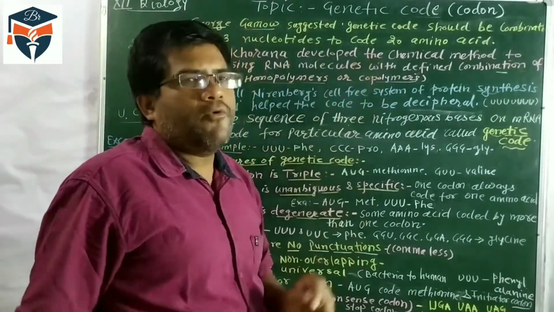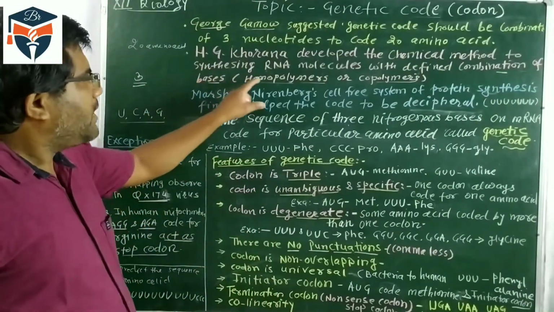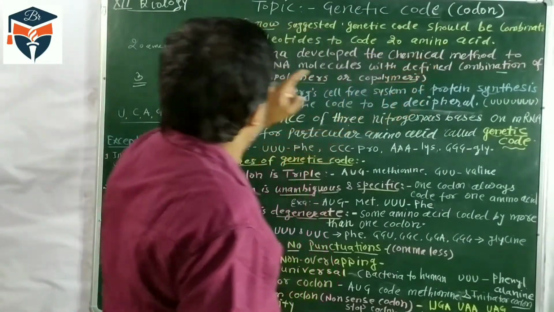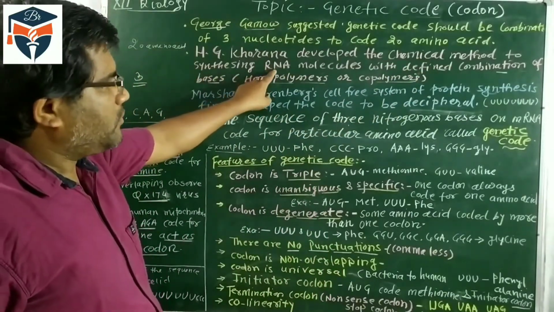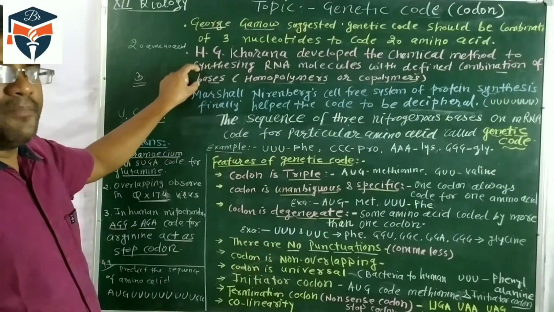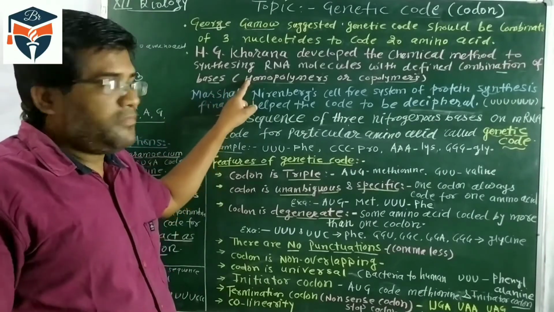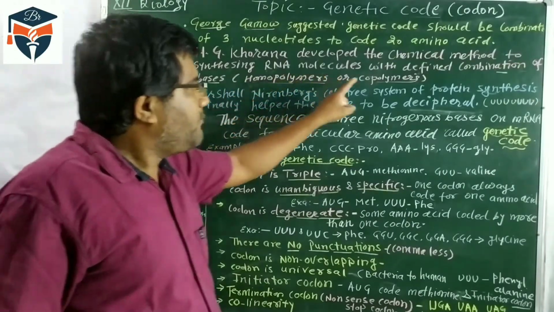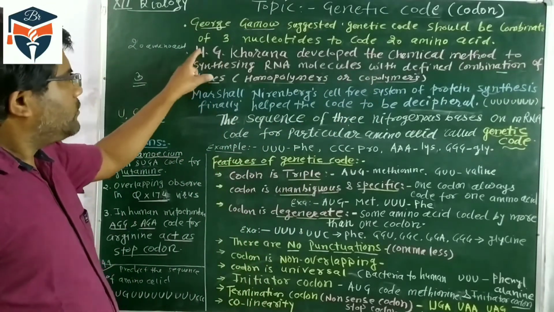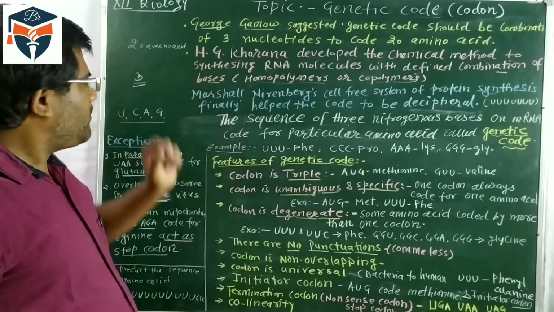Similarly, it may be a copolymer, if different types of bases are combined to form the molecule. So H.G. Khorana developed the chemical method to synthesize RNA molecules, and he said that there is a combination of bases. If the bases are similar, many similar bases form a homopolymer, and different types of bases form a copolymer. So during the synthesis of RNA there is a combination of bases.